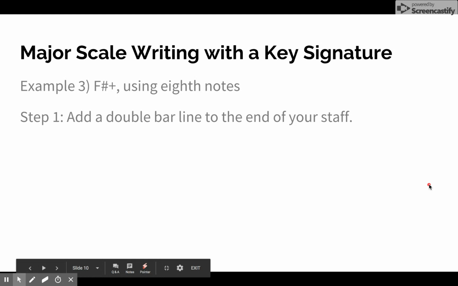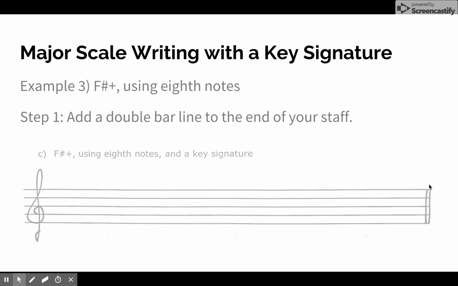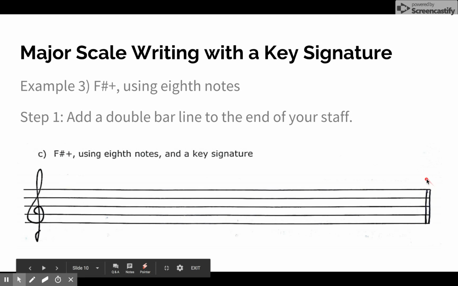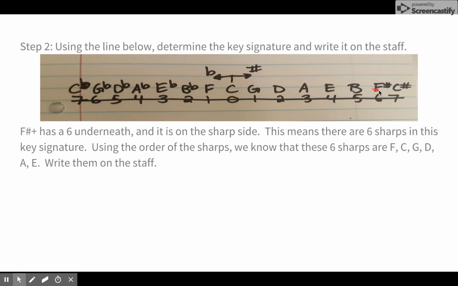So our third example is writing the F sharp major scale using eighth notes. First we're going to add our double bar line. You get a mark every time you do that. Now we're going to use the line to find our key signature. So here's F sharp. There's a 6 underneath.